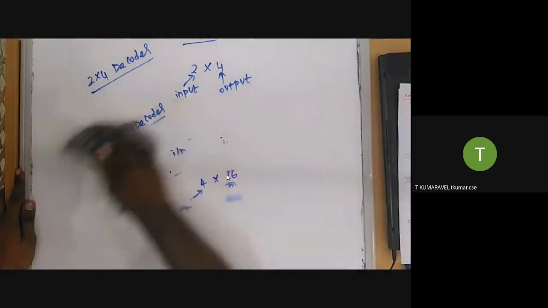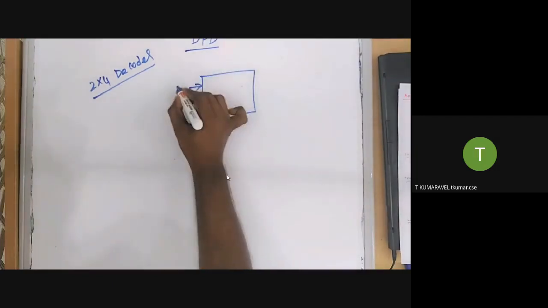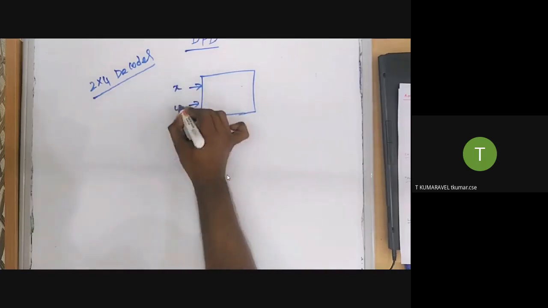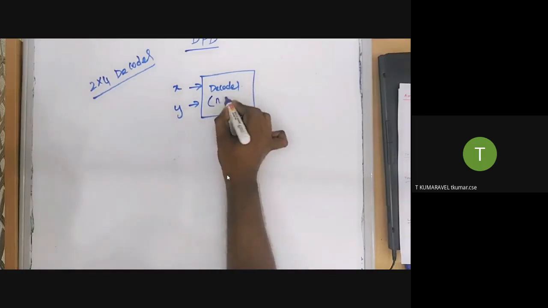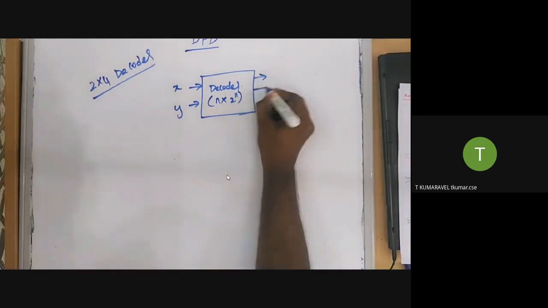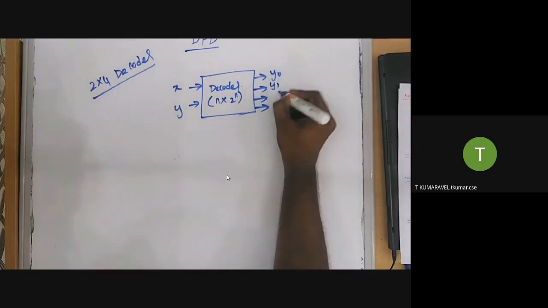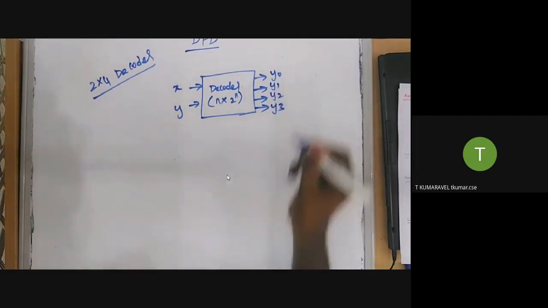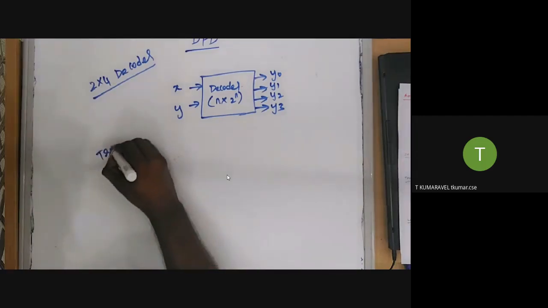Let's see one by one. First, I'm going to begin with the 2 by 4 decoder. How should the circuit specification appear? It takes two inputs. This is a decoder, denoted as n into 2 power n. Whenever it takes input as two variables, it's going to generate 4 values as output. For that, I'm going to draw the truth table.